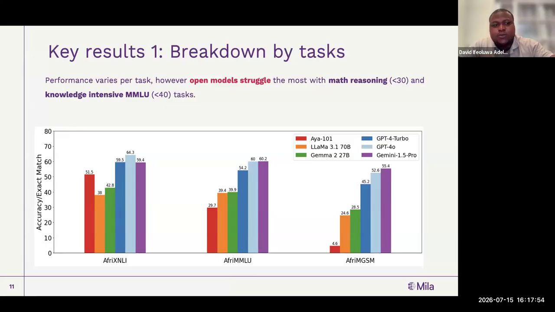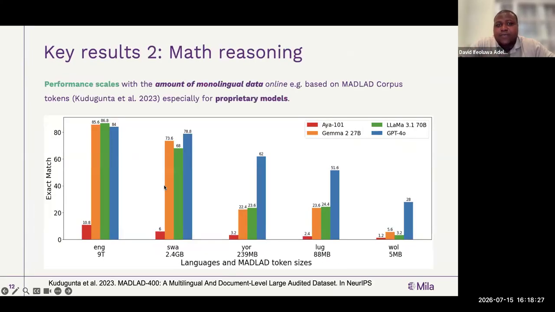The first one is that open models struggle with challenging tasks, especially math reasoning. And this is one of the things we actually set out to solve with AfriqueLLM. Some of the best models that we had then were Aya 101, the open model, Llama 3.1, and Gemma 2 27B. And they have less than 30 points on math reasoning for African languages. MMLU is the second most difficult, and of course, XNLI was slightly easier.